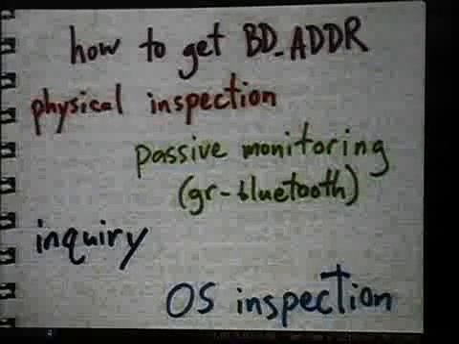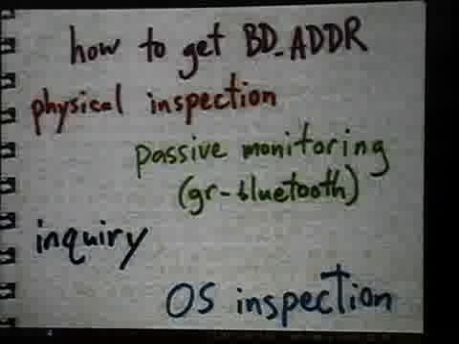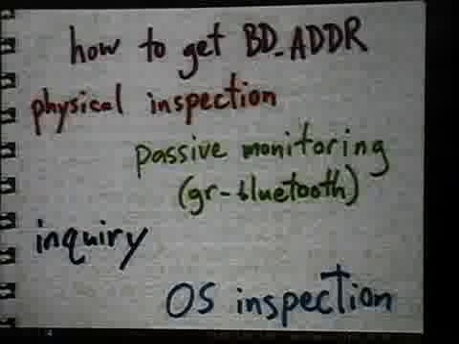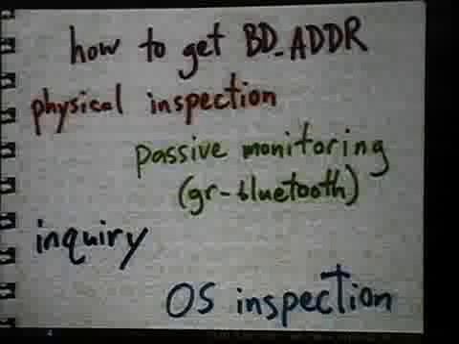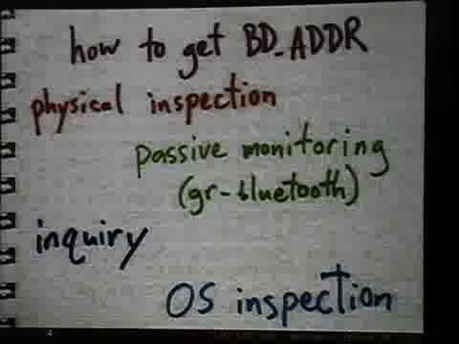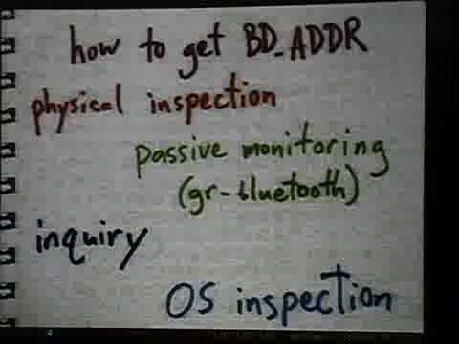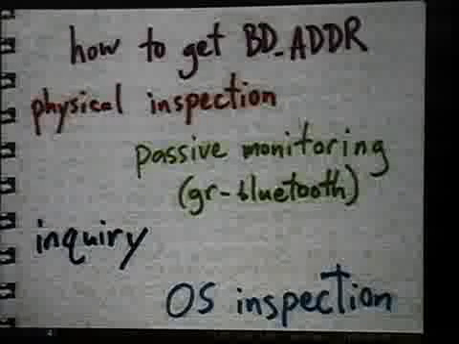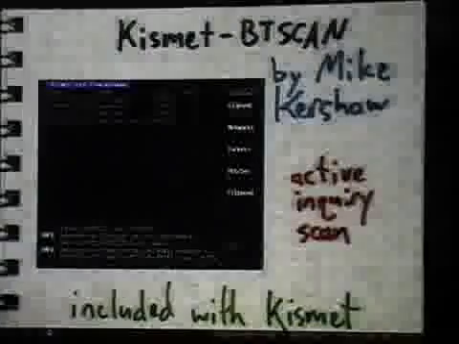So how do you get the device address that you need in order to try one of these attacks? One easy way is physical inspection. If you can find that sticker, you're golden. Another way is passive monitoring using GR Bluetooth. Another way is inquiry. And inquiry is the process of finding discoverable devices. So if you just go to any Bluetooth device, like my phone, and I go to the Bluetooth menu and say, find nearby devices, what I'm doing is an inquiry. And the hcitool inq command allows you to do an inquiry from the command line. Another way to get addresses is by inspecting the operating system of the host computer.